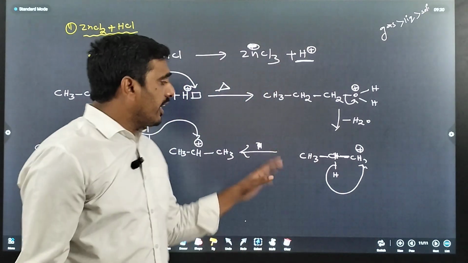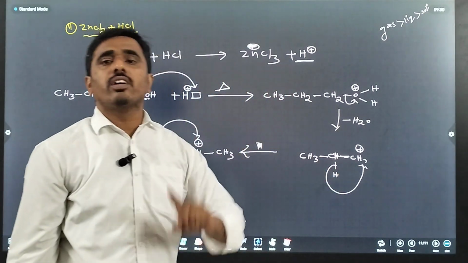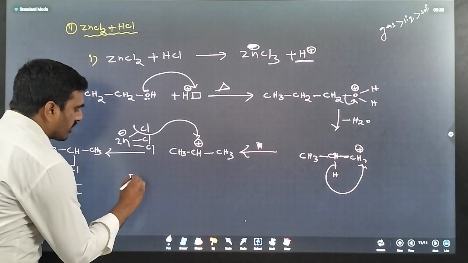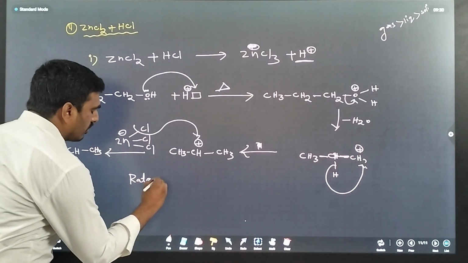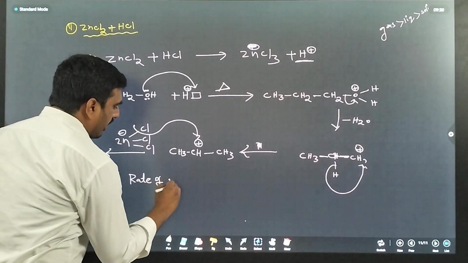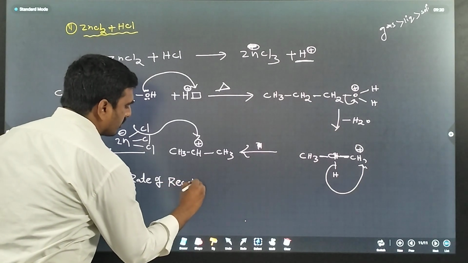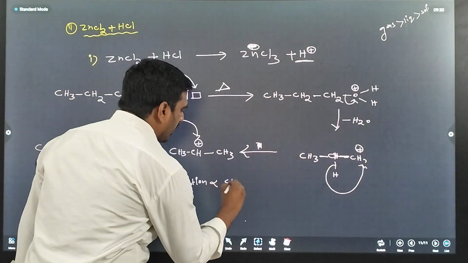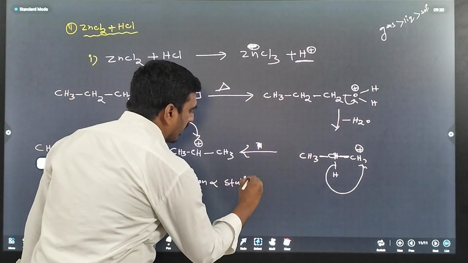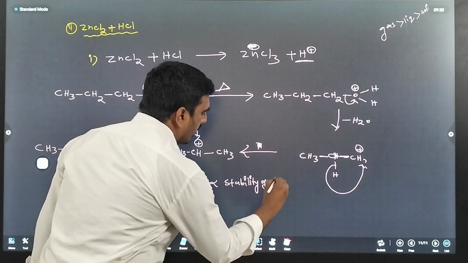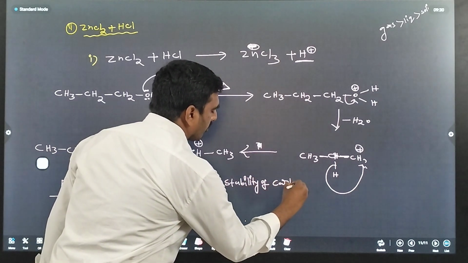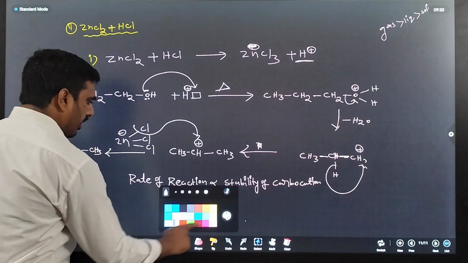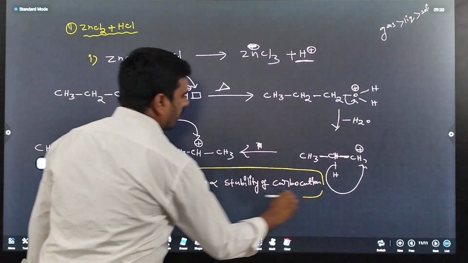So in this reaction, the rate of reaction depends on the stability of the carbocation. The rate of reaction is directly proportional to the stability of the carbocation.